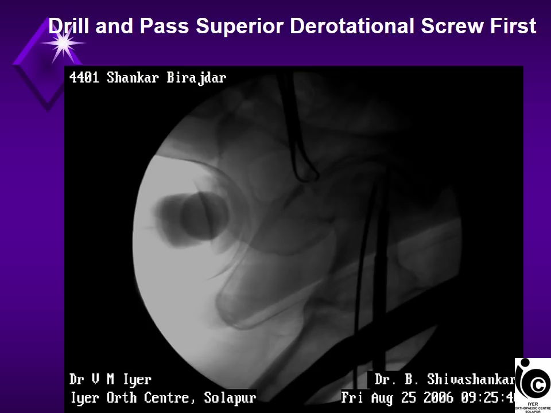If you are using a 135-degree nail, normally the inferior bolt required is 15 millimeter longer, and if you are using a 130-degree nail, normally the cervical bolt required will be 10 millimeter longer. So you need not keep changing the main cervical screw or the inferior bolt. That is one of the reasons you should pass the superior bolt first, then the inferior bolt.